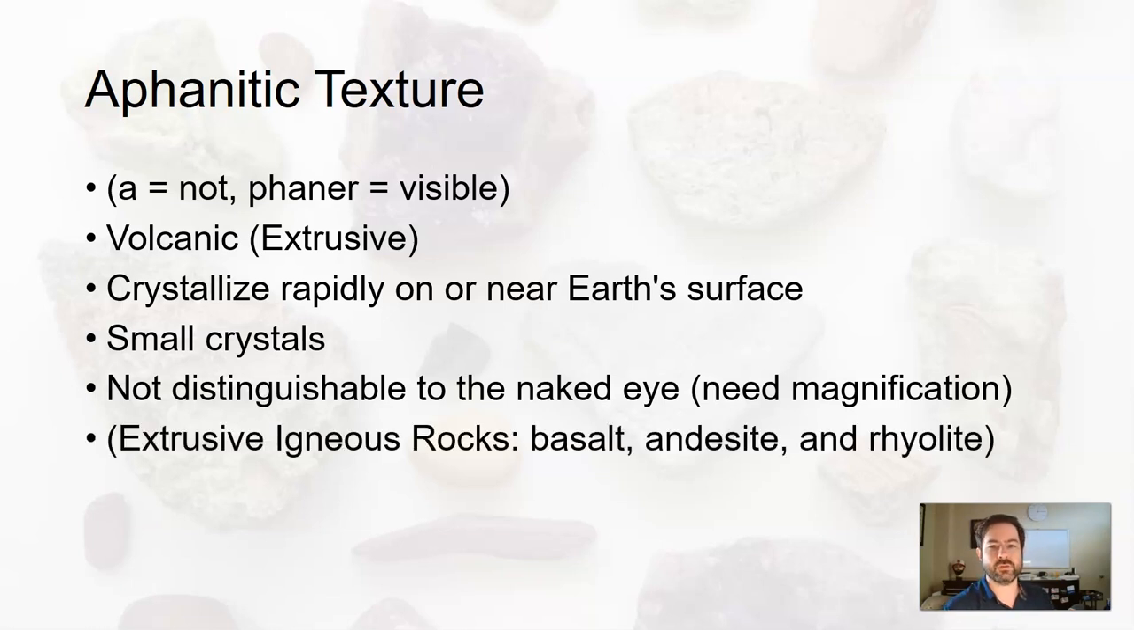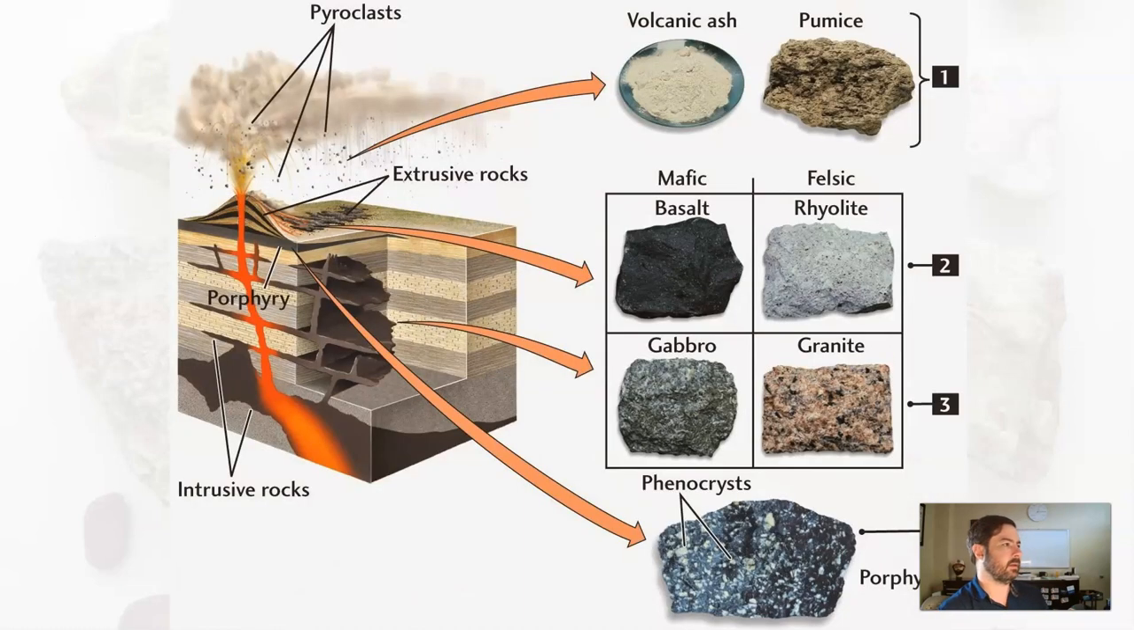And again, these are extrusive igneous rocks, and some common extrusive igneous rocks include basalt, andesite, and rhyolite. Looking at this image here, we have a volcano, and lava is cooling on the surface.